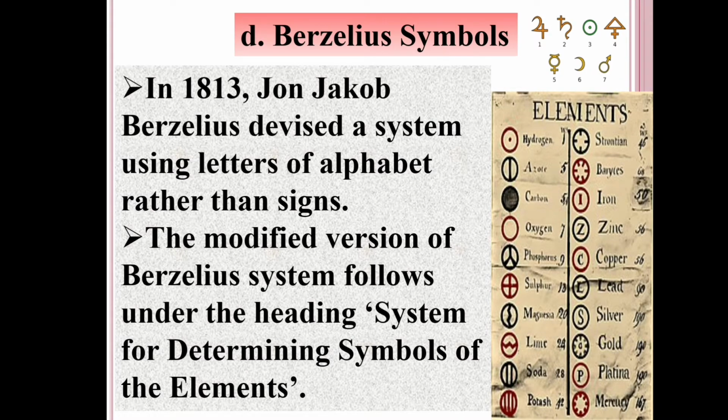Berzelius devised a system using letters of the alphabet. Rather than signs, he used letters of the alphabet. This modified version of the Berzelius system is under the heading System for Determining Symbols of Elements. You can see in the picture that instead of signs, they used letters of the alphabet.